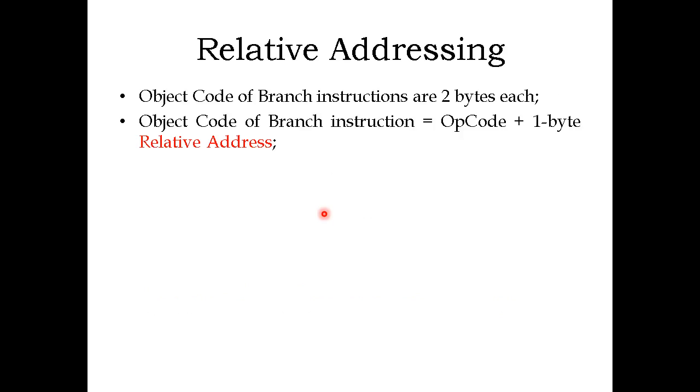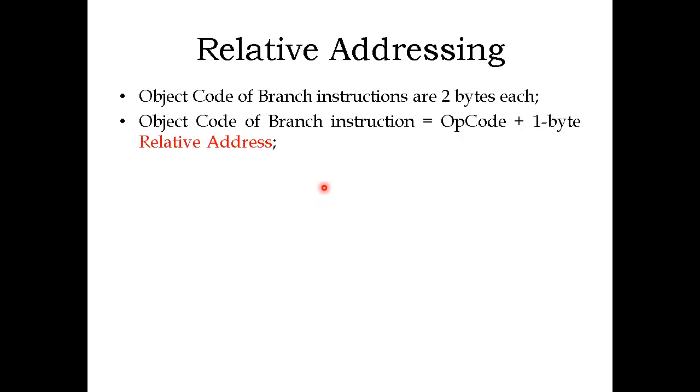So again, the object code for every relative addressing instruction like the branch instructions is always 2 bytes, no matter what branch it is. It will always be 2 bytes. Okay, remember, some of the object codes are 3 bytes, some are 2 bytes, sometimes it's 1 byte, but in case of relative addressing it is always 2 bytes.